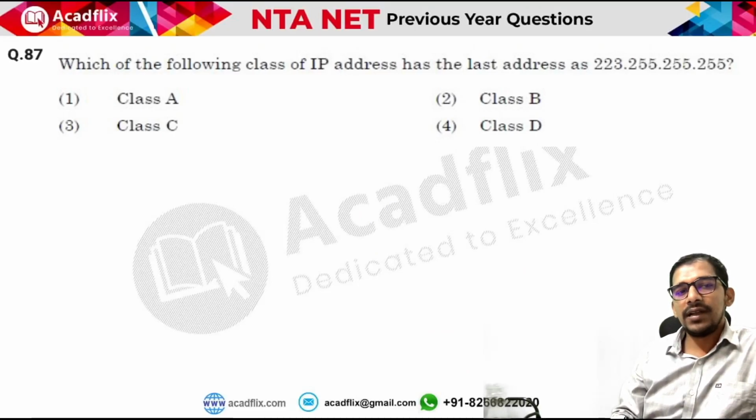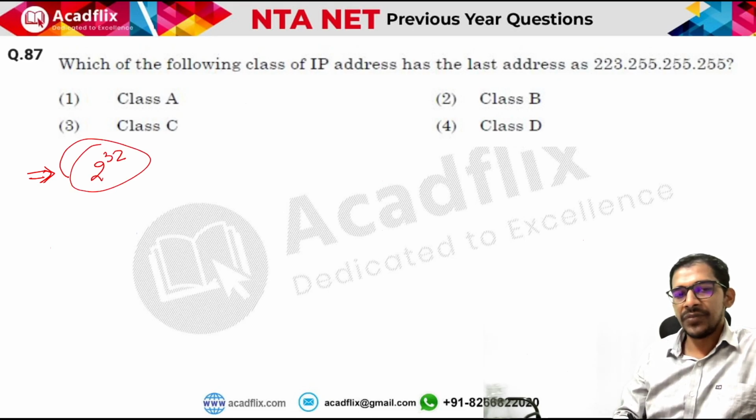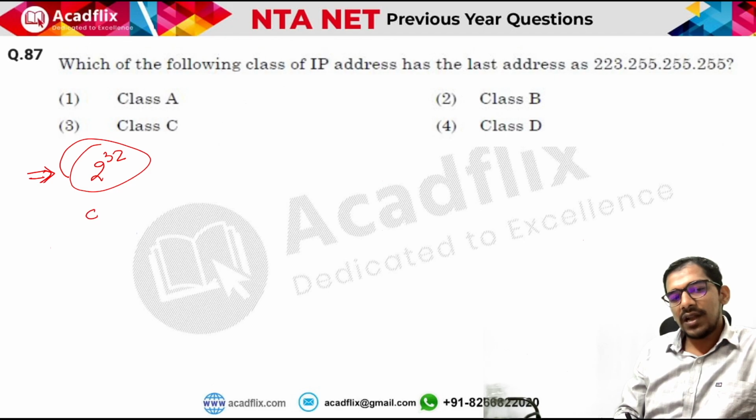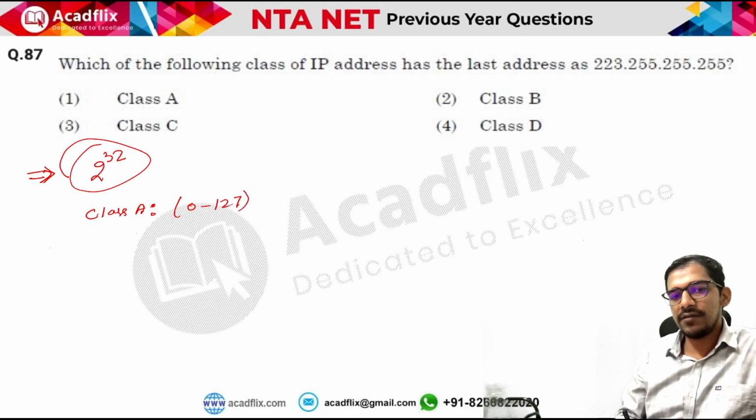Now, which of the following classes of IP addresses has the last address as this one? If you do not know about classful IP addressing, in classful IP addressing the whole address space, that is all the 2 to the power 32 IP addresses, is divided into 5 classes. If you talk about class A, the range is from 0 to 127. The addresses which start from 0 to 127 belong to class A.